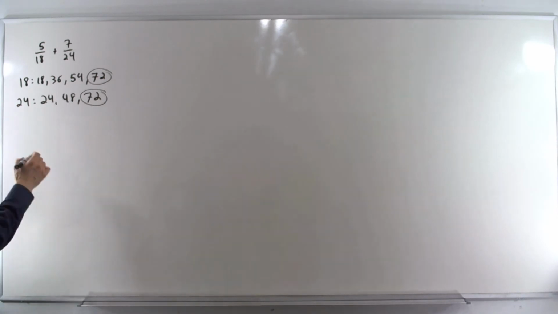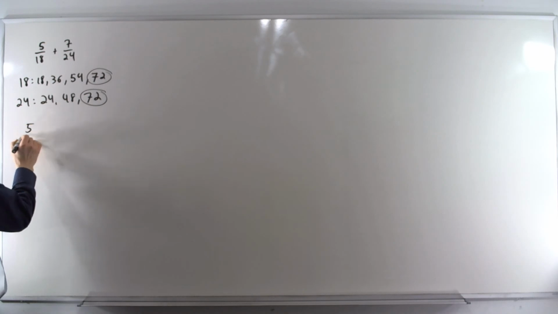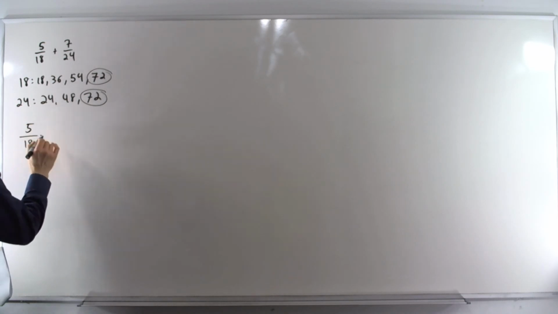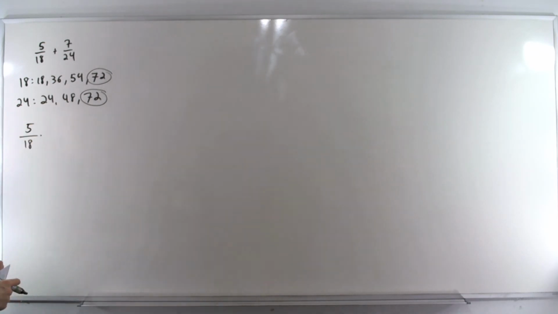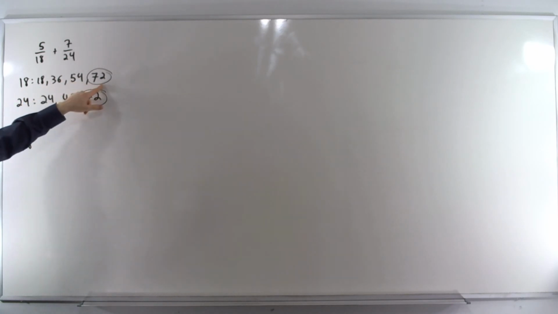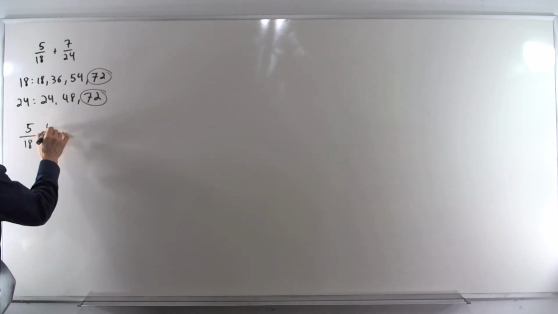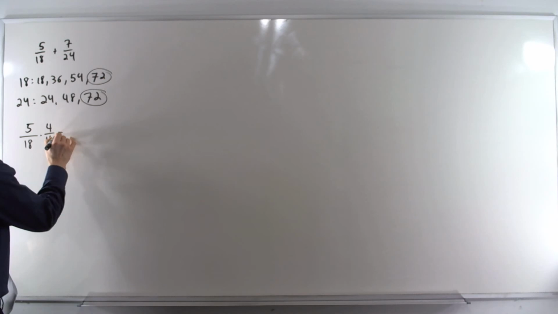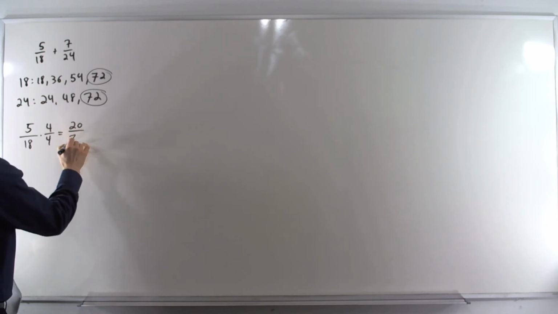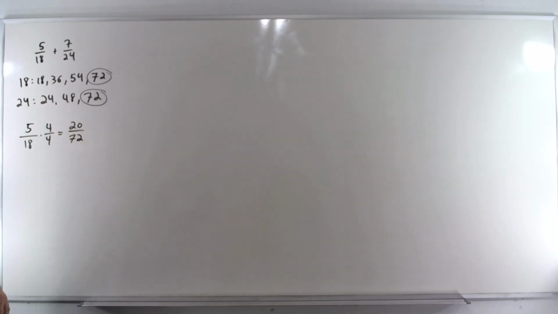All right, now, one trick you can do with numbers to get the common denominator is multiply by how many, just count the multiples until we get to the match, 1, 2, 3, 4. So it's the fourth multiple, so we'll multiply this by 4 over 4. And we get 20 over 72.